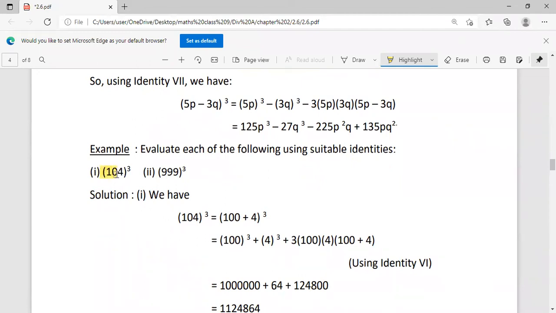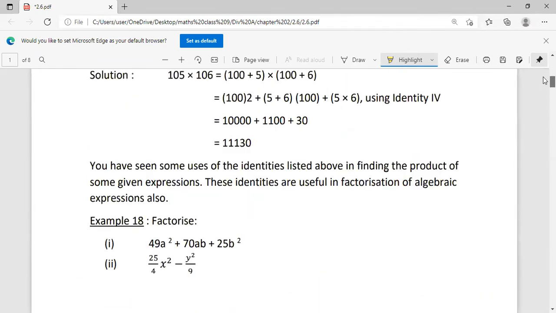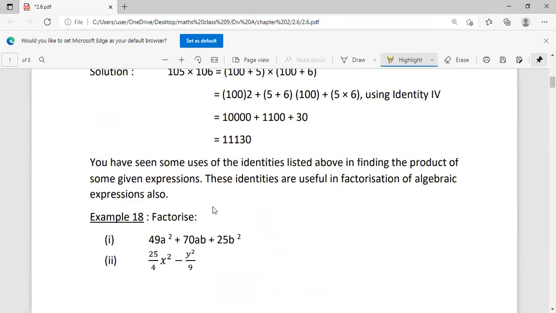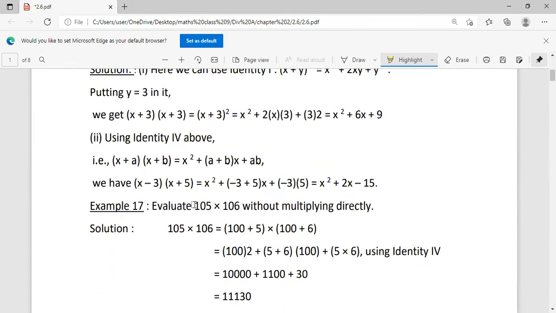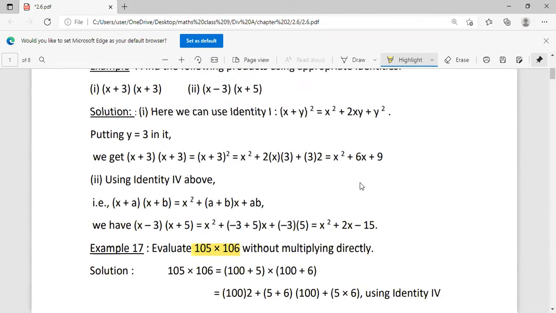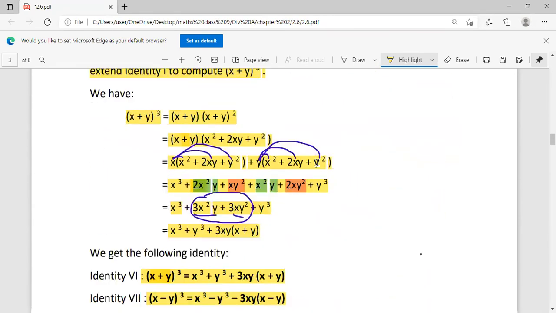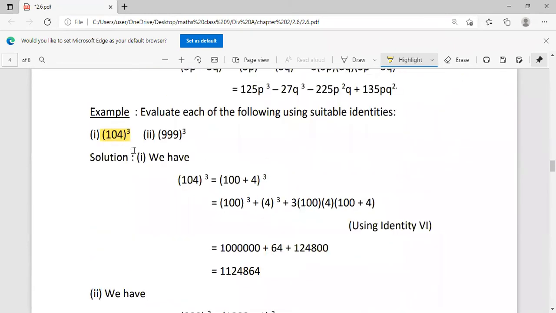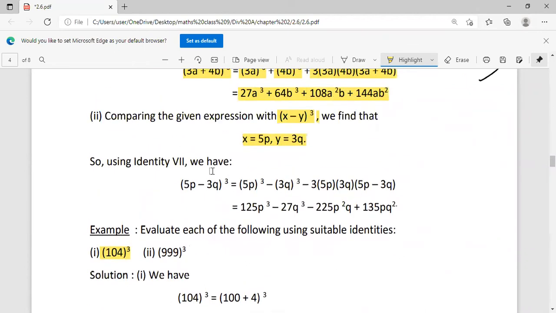So now we are going to our next question. 104 whole cube. When we found the earlier one, we saw 105 into 106, a similar question. In that similar manner, we are going to form an equation. I have already told you that whenever you are given a number, you have to write it in terms of 100. It will be easier for us.